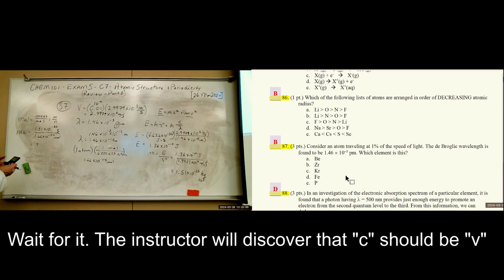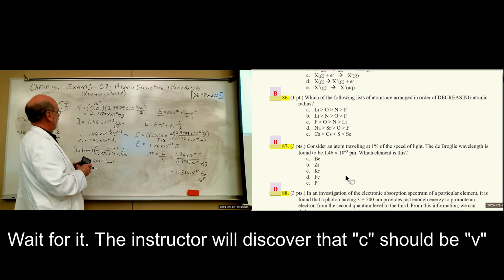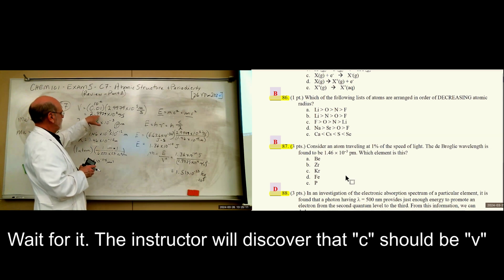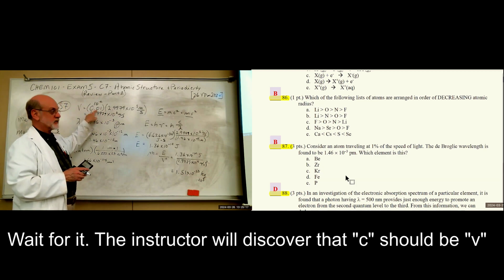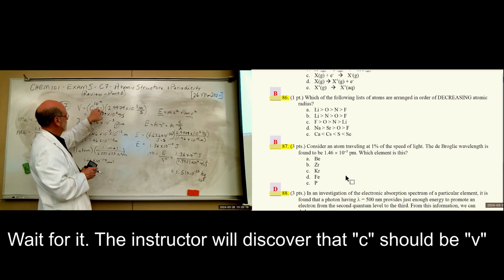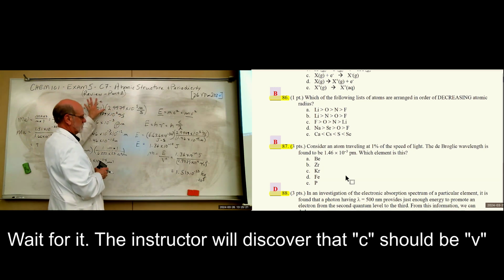Something went wrong. That's a huge number. Let's see where I went wrong. Okay, did I do this right? Velocity. That's 1%, right? 1%, 21. So 10 to the minus 2. Okay, that's right.